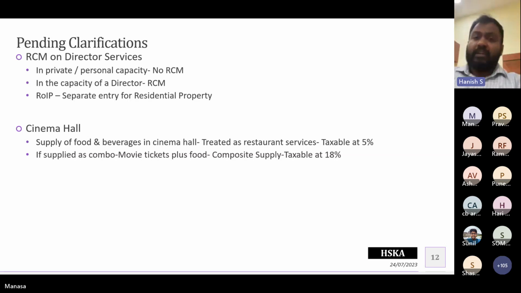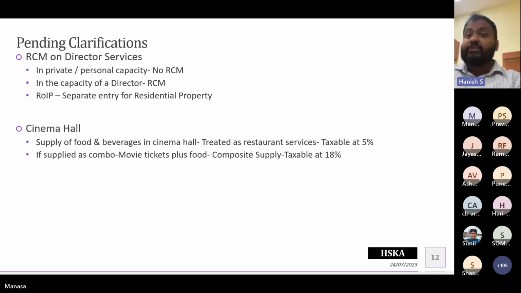Then the food and beverages supplied in cinema halls. They've said there will be a circular which will be issued to clarify that they will be treated as restaurant and they will have to pay tax at the rate of 5%. But if it is merged along with the movie ticket and sold as a combo, so ticket plus a samosa, a popcorn and cool drinks is given as a combo, then if it satisfies all the conditions of a composite supply, then the rate of tax applicable on the tickets will also apply to the entire combo and the rate of tax is going to be 18%.